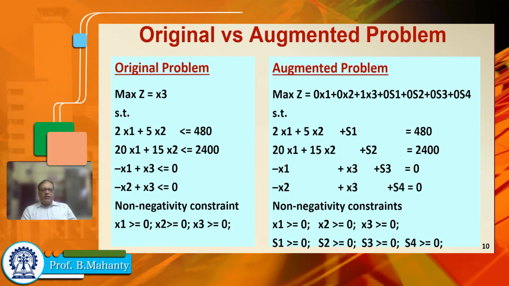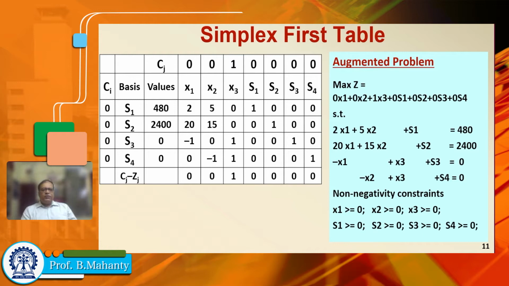So S1, S2, S3, S4 will be in the basis, and can you see that they are forming the unity matrix, and because of that the equations are in canonical form, and these are the values, that is 480, 2400, 0 and 0. So this is how the entire table is put, that is S1, S2, S3, S4 are in the basis, with values 480, 2400, 0, 0. And you see the unity matrix is formed by S1, S2, S3, S4.